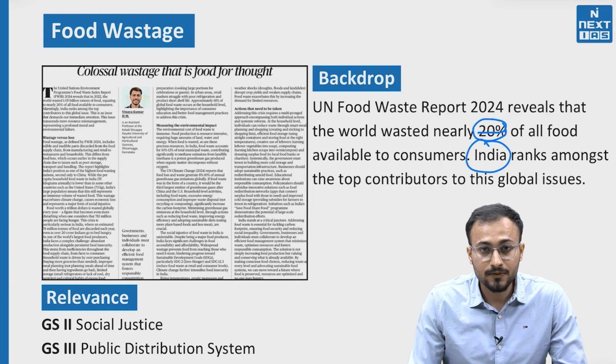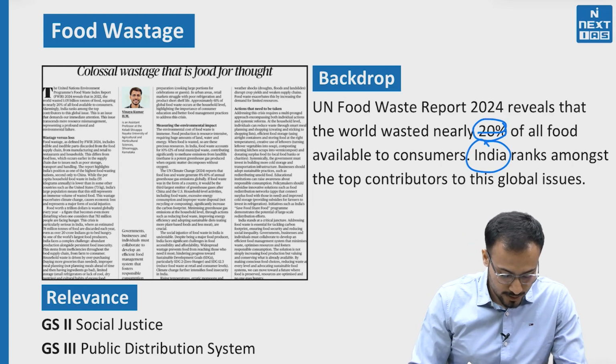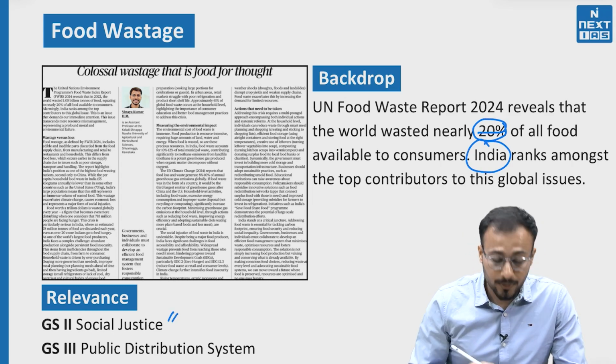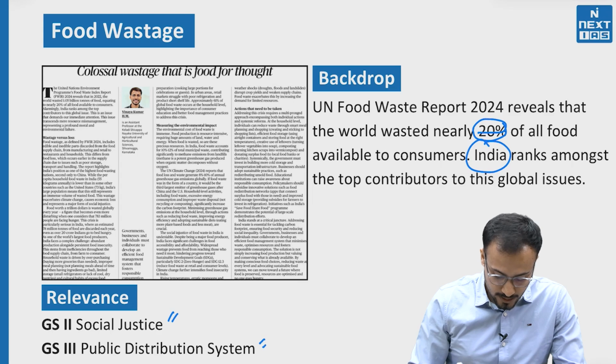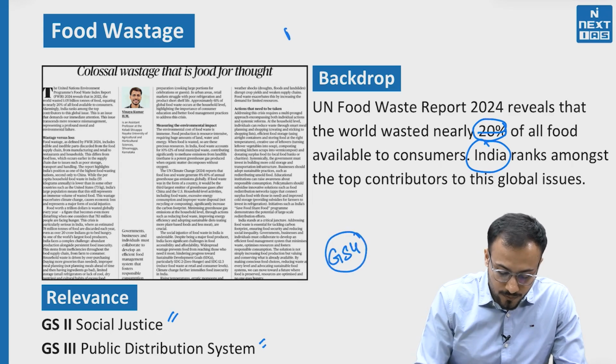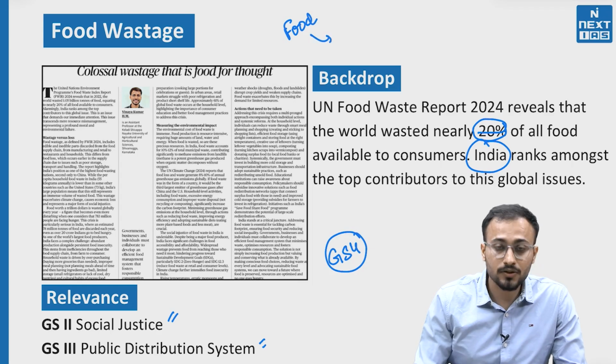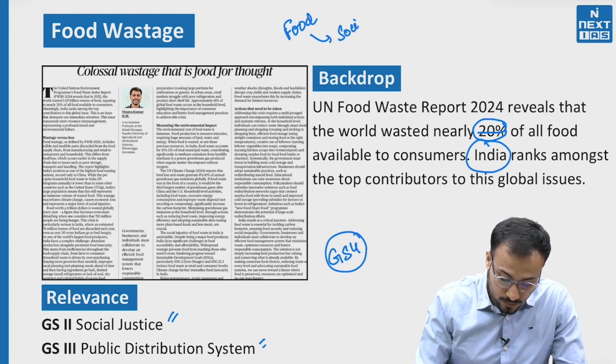Where is this relevant for us in the examination? GS paper 2, social justice, public distribution system; in GS paper 3, and even one can see in GS paper 4, because food wastage, along with being a social issue, being an economic issue, it is also an ethical issue.